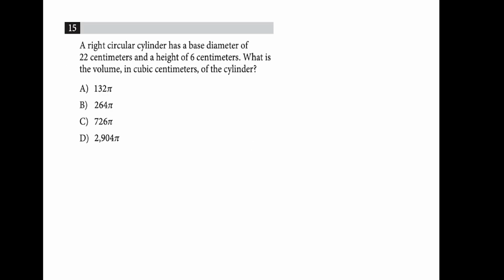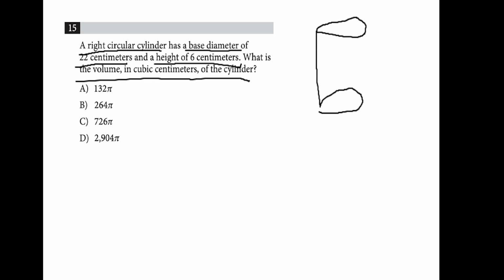So here we have a problem concerning 3D shapes. It says a right circular cylinder has a base diameter of 22 centimeters and a height of 6 centimeters. What is the volume in cubic centimeters of the cylinder? For this question, I'm going to draw the cylinder and label it to help you visualize this problem. Here I'm going to draw the base. The base diameter is 22 centimeters. And our height is 6 centimeters.